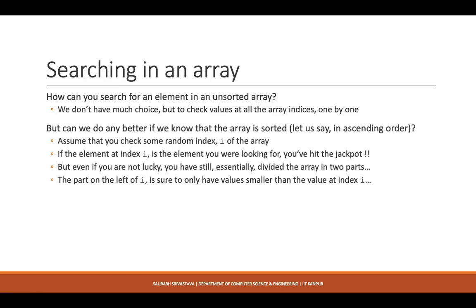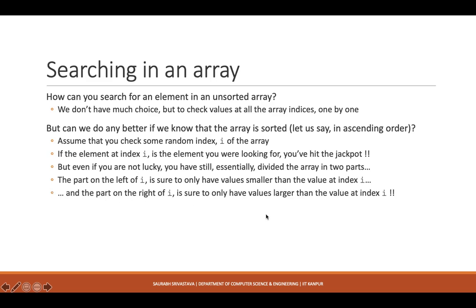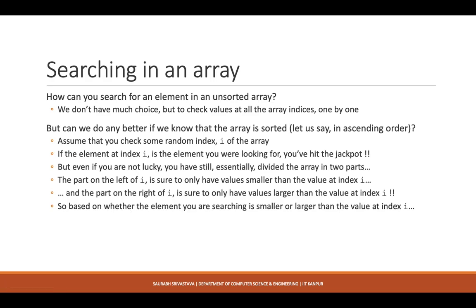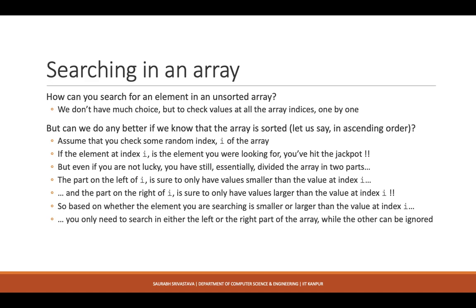So the part on the left is sure to have only those values which are smaller than the value at index I, and similarly the part on the right is sure to have values which are larger than this index. So now if I compare my element to be searched with the element at index I, I can actually know which part of the array my element may be present at. It may or may not be there, but I can say that at least one part of the array I don't really have to care about.